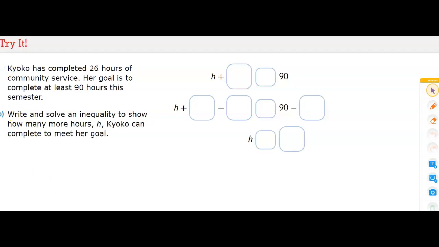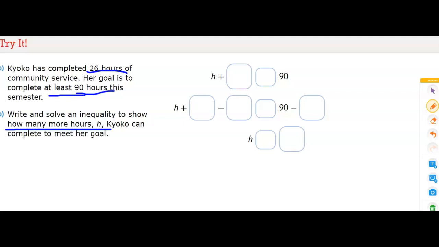Kyoko has completed 26 hours of community service. Her goal is to complete at least 90 hours this semester. Let's look at Kyoko. She has 26 hours of community service. Her goal is to complete at least 90 hours. So in the inequality we're going to use, H stands for how many more hours. So H is the amount of hours that she needs to complete her goal.